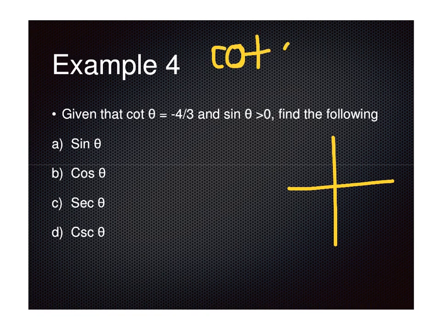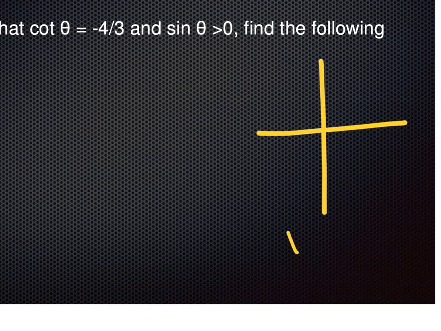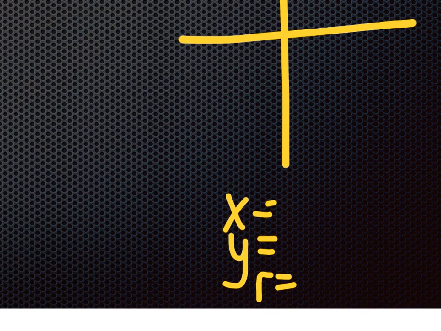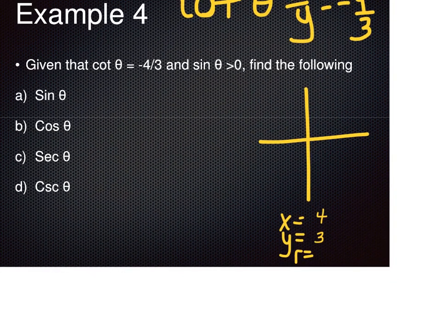Cotangent is what over what? X over y. So I know that the cotangent is negative 4/3. I don't know, guys, if there's a negative in front, it doesn't just automatically go with the number it's with. It could be with the 4 or it could be with the 3. You guys see that? So what they're giving me, I have X, Y, and R. You just told me that cotangent is X over Y, correct? So X I know is 4. Y I know is 3. I don't know which one is negative though. You guys with me?